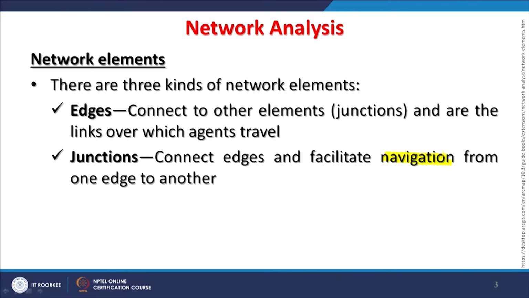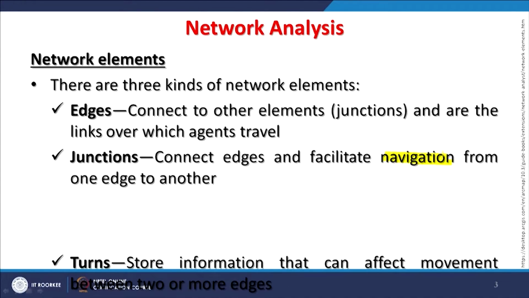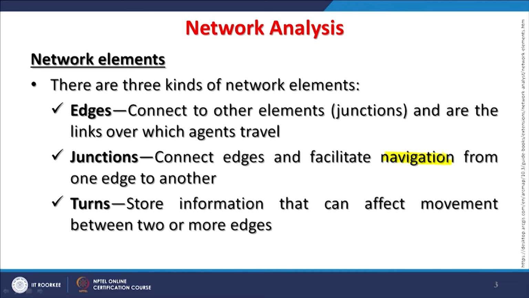So, a common term being used here is navigation, which does not always mean that it is a transport-related thing, and from one edge to another edge through this junction. And finally, the third network element is the turns: how the bendings are there, how they store information that can affect movement between two or more edges.